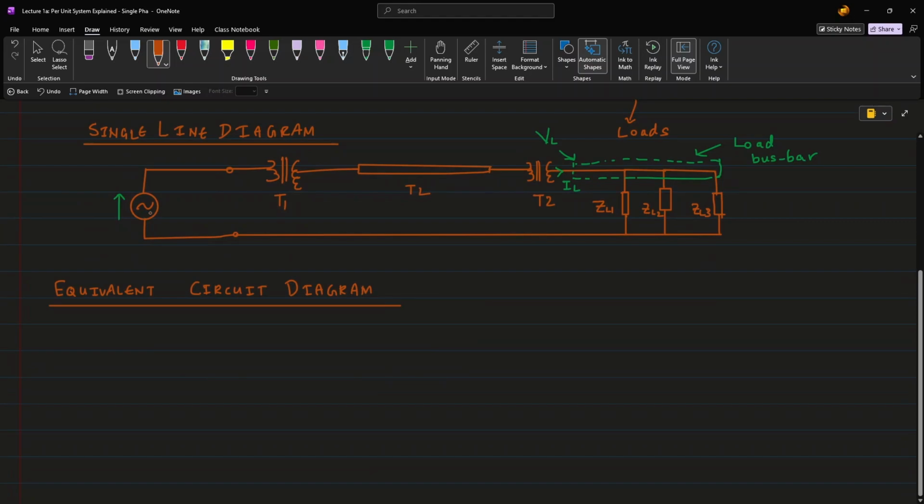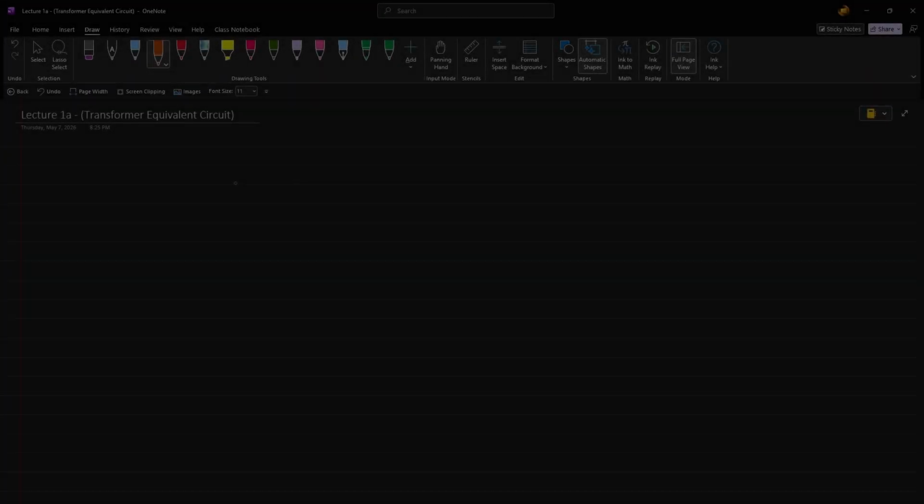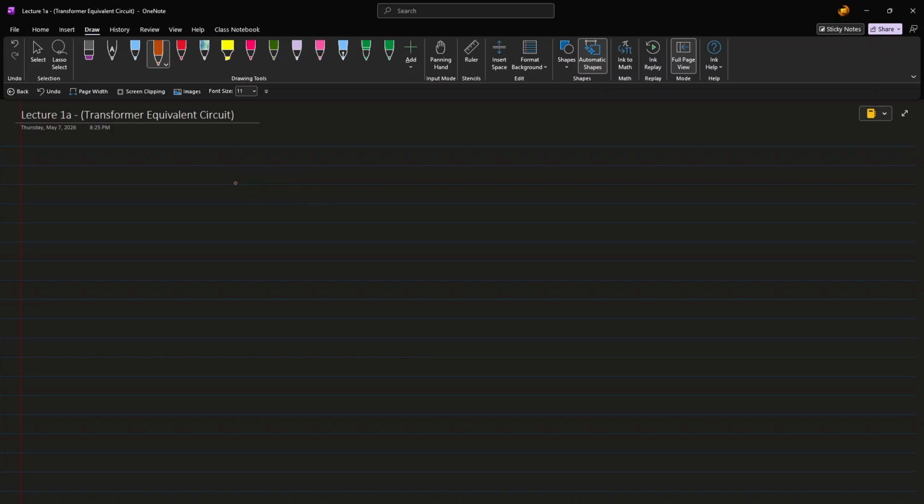Let's start with the generator. A generator is represented with a voltage source, let's say Vs for example. The generator has coil windings, which we can represent with their constituent resistance and reactance as shown. Next up, we have the transformer. Before proceeding any further, let's take a quick look at the transformer equivalent circuit. A transformer has a primary side coil, a secondary side coil, and a transformer core.